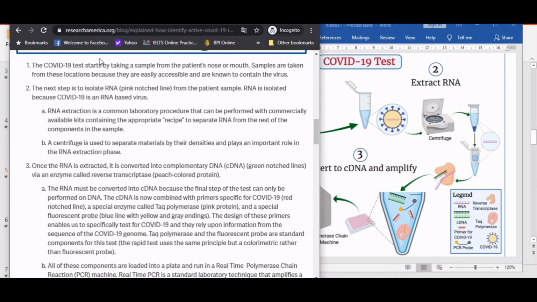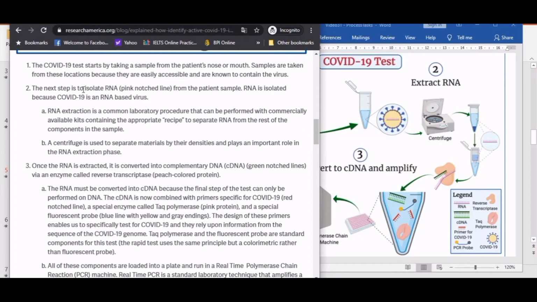The COVID-19 test starts by taking a sample from the patient's nose or mouth. Active voice. So now we begin to emphasize the sample. If you notice, that's the object over here. It moves to the front, and it is now in the passive voice. Samples are taken from these locations because they are easily accessible and are known. So are known is the passive voice. Samples are taken. And if you notice, there's no need to mention who takes the samples. They are not important. We don't need to say by the researcher or by the medical professional.